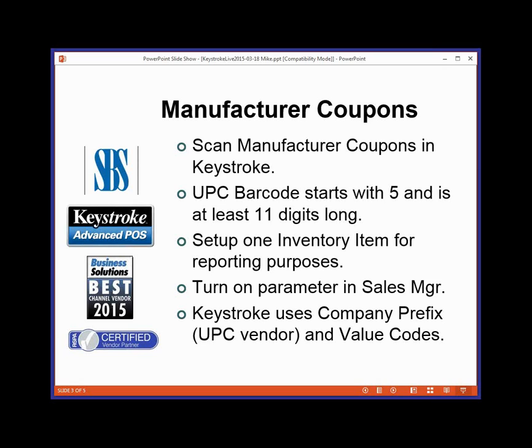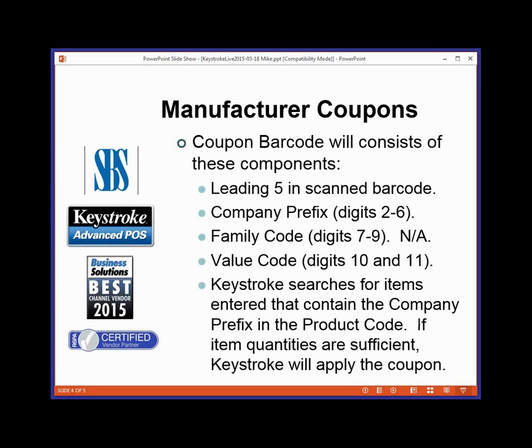In Keystroke, we're going to go through the setup of one inventory item, which turns on the manufacturer coupon feature within Keystroke, and once you've set up the one item, you can use it for reporting purposes, and it shows you what the discounts are and so forth. We'll show you how to turn on the parameter by using this inventory item. And we're also going to talk about the company prefix and the value codes for manufacturer coupons. I'm going to quickly go to the next page here and then come back to this one.